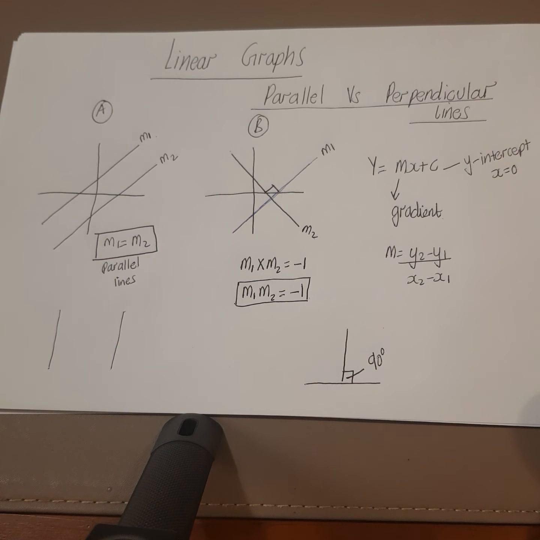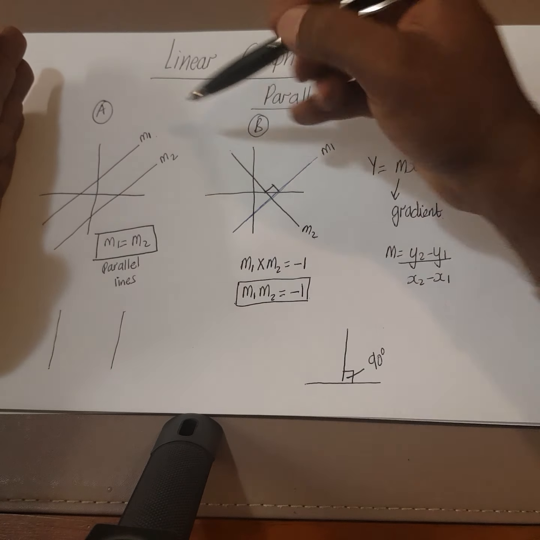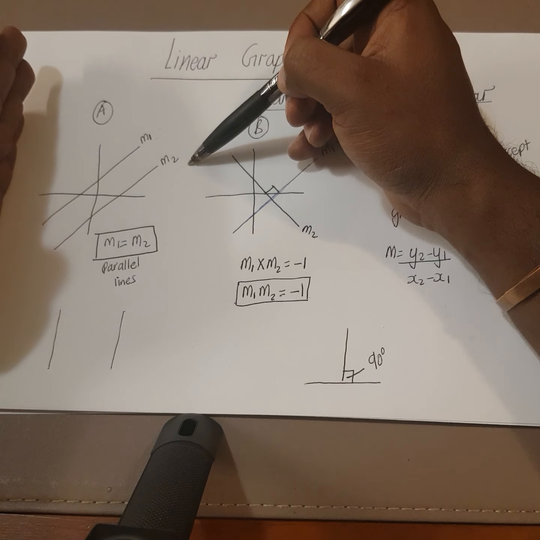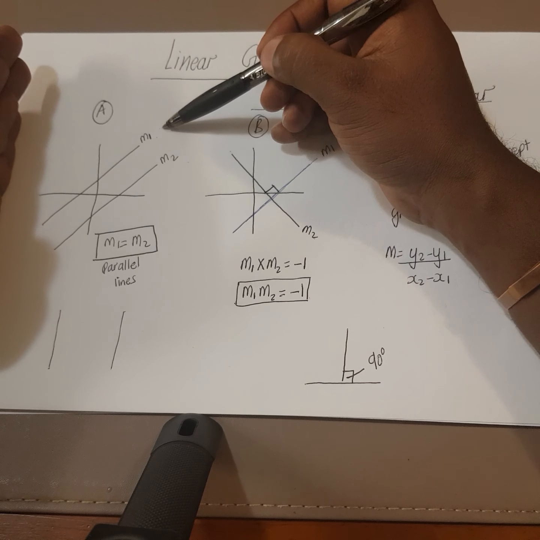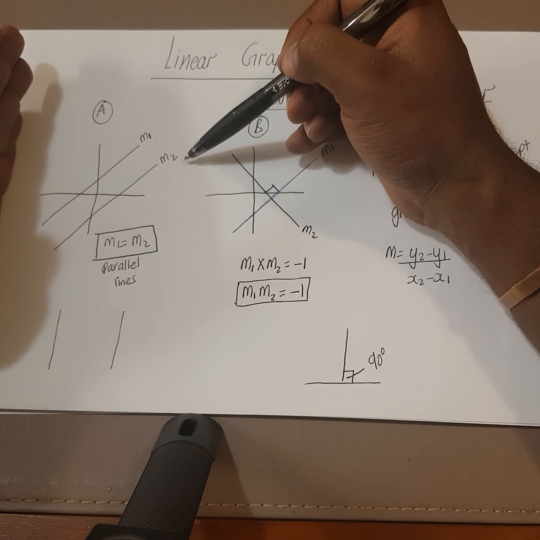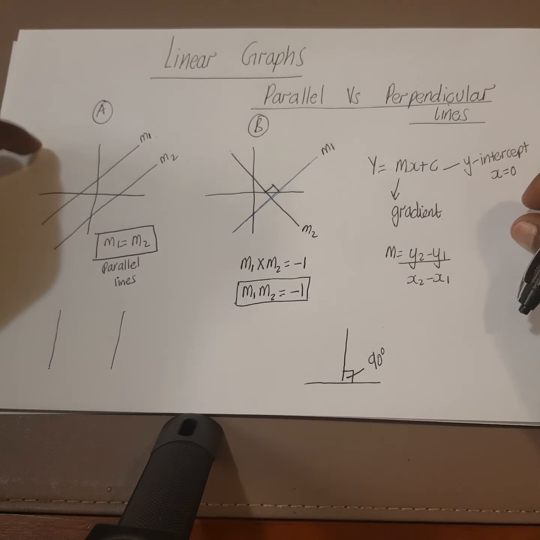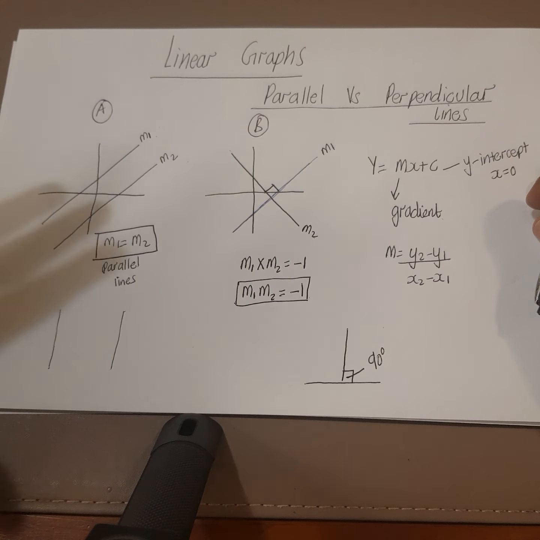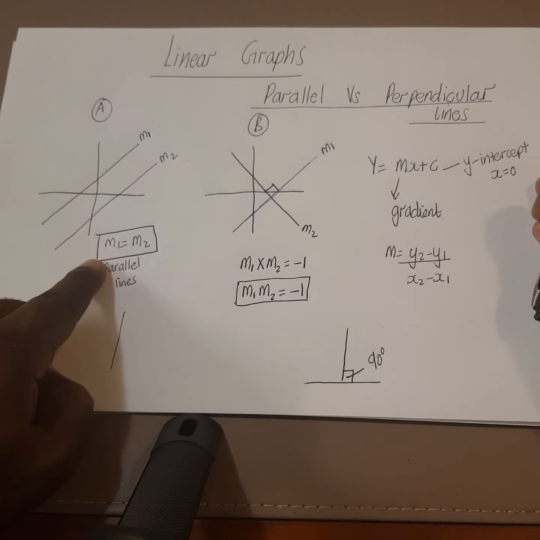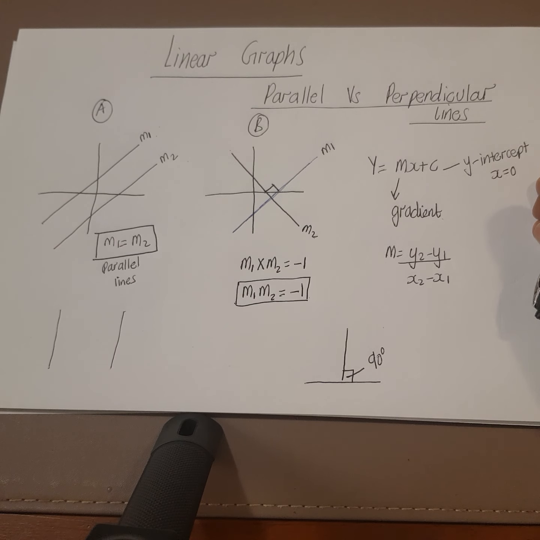Think of parallel. M1 and M2 are equal, so the gradient of M1 is equal to the gradient of M2. This is how you represent them graphically. I wanted you to see visually what parallel lines look like. So you see they don't meet. Their gradients are the same, so M1 is equal to M2.